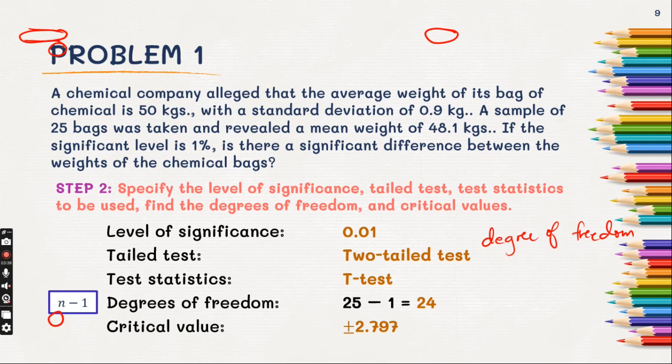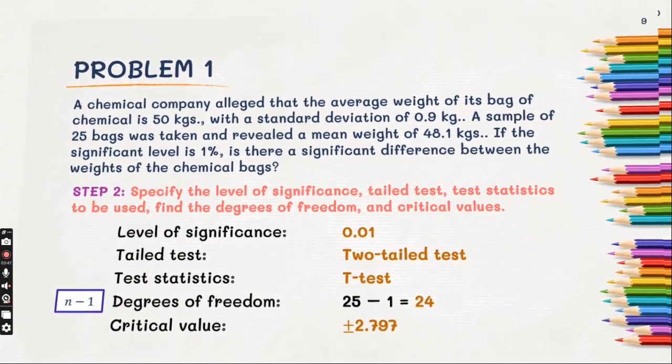A quick review: if the tail test is one-tailed, specifically right or left, when it is right, we'll be using positive only. When it is left, negative only.